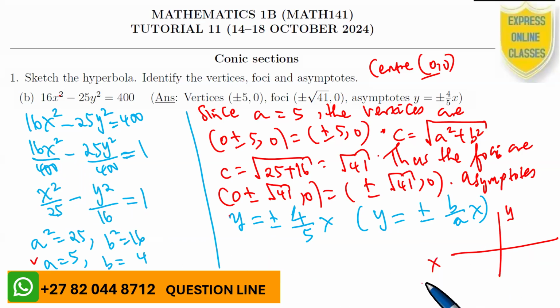It's going to be on the x-axis. But now you need to plot the vertices. You will have minus 5, then 5. These are the vertices. Then you need the foci, minus square root of 41. The square root of 41 is close to the square root of 36, so minus 6 point something. So you're going to have minus the square root of 41 and then the square root of 41.